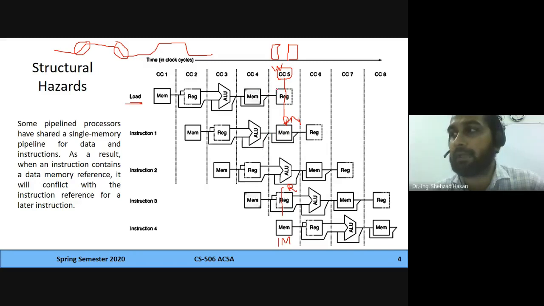But the thing is that we never have more than one write operation for a particular instruction. Any instruction in RISC is just going to have a single write, and that also happens at the very end. So if you have multiple writes, for example, instruction 1 is writing and instruction 2 is also writing at the same time, that's a problem.